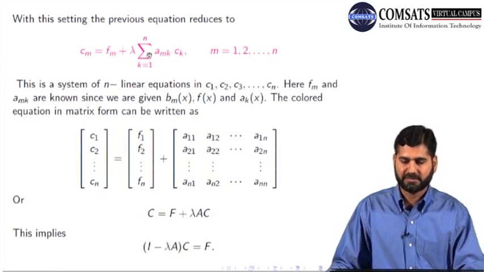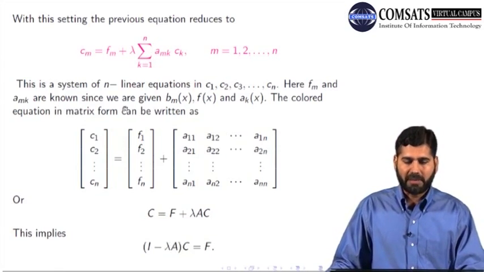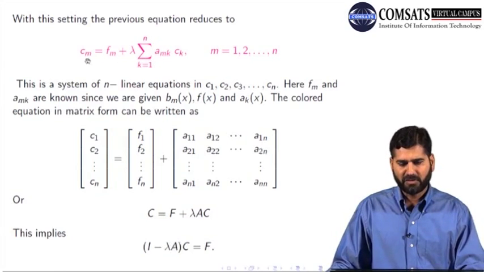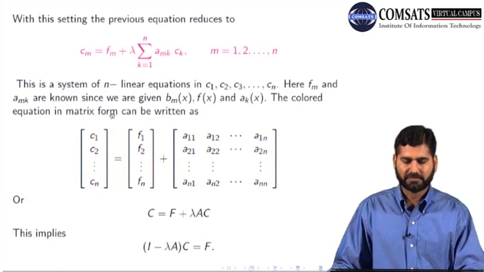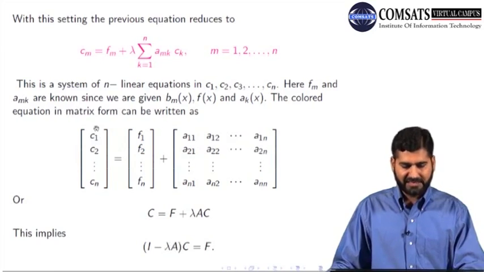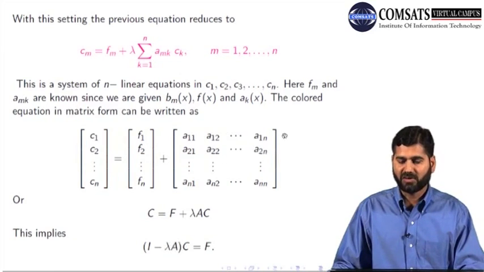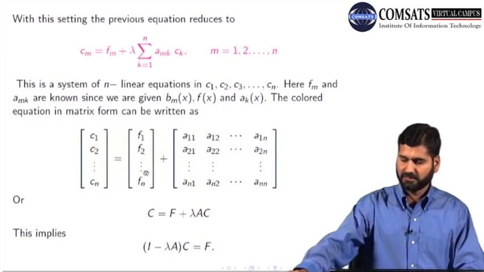The colored equation in matrix form, if I write this in matrix form, what you will get? See, c1, c2, c3 up to c_n, f1, f2, f3 up to f_n, and the matrix on the right-hand side. So this is your C equation. We can call this vector C, we can call this vector F, we can call this matrix A, and this is being multiplied by C again. So there is a lambda and a vector C as well. So let me simplify it.